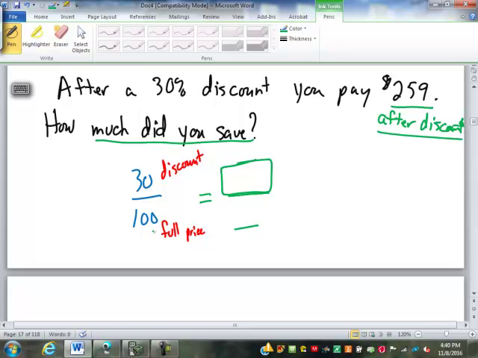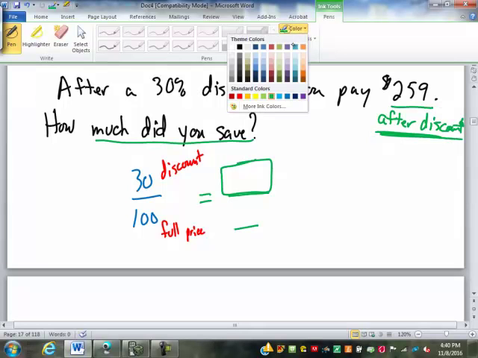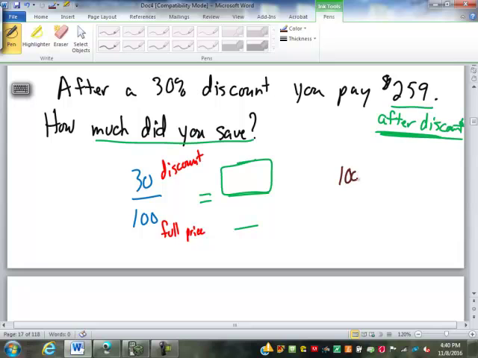This is the full price. The 100% represents the full price. What percent represents the amount paid after the discount? Well, that would be the complement. 100% is the full price minus the 30% for the discount, means 70% is the amount paid after the discount.